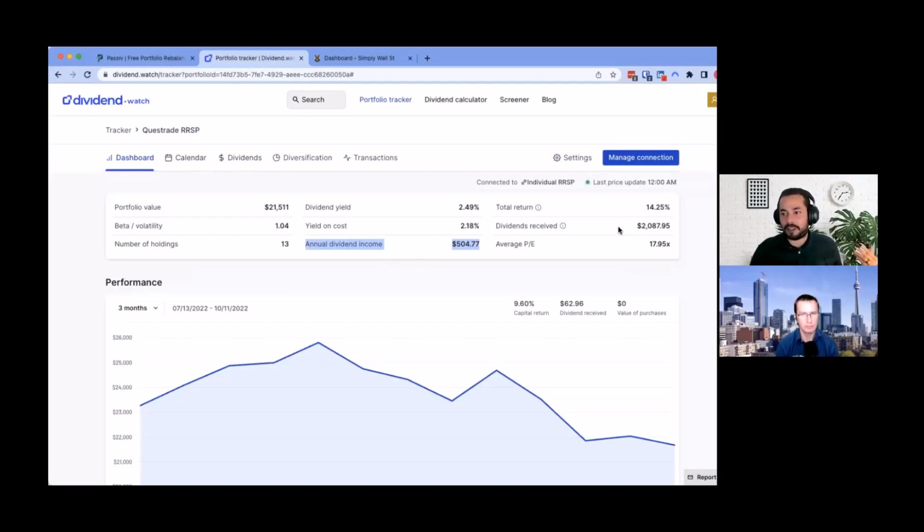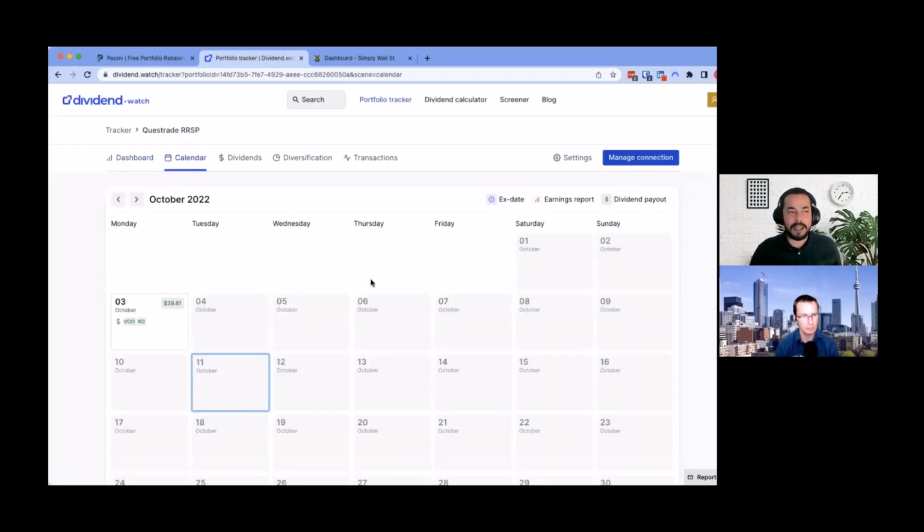They also tell you the total dividends received so far. So I guess I didn't do too bad in terms of total dividends received. But yeah, it goes one step further beyond just a vanity metric of seeing your total portfolio's value. You actually get some additional info around your dividends. Just zooming in here.